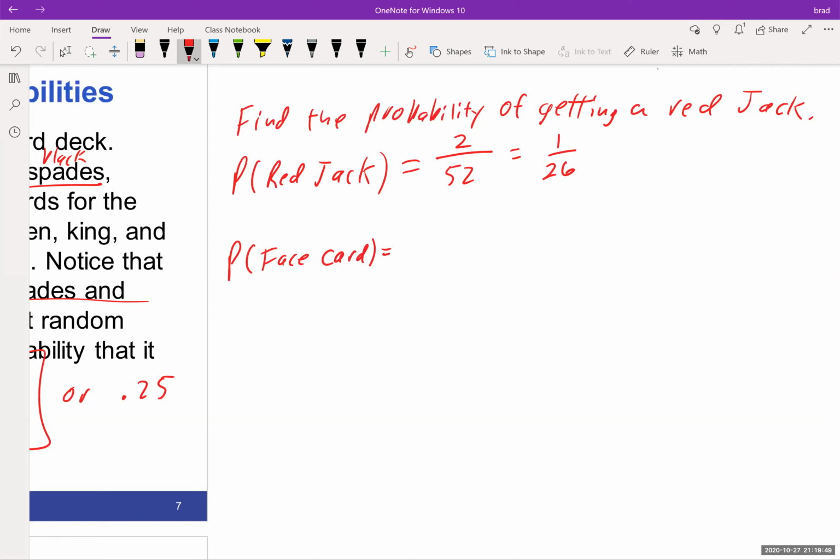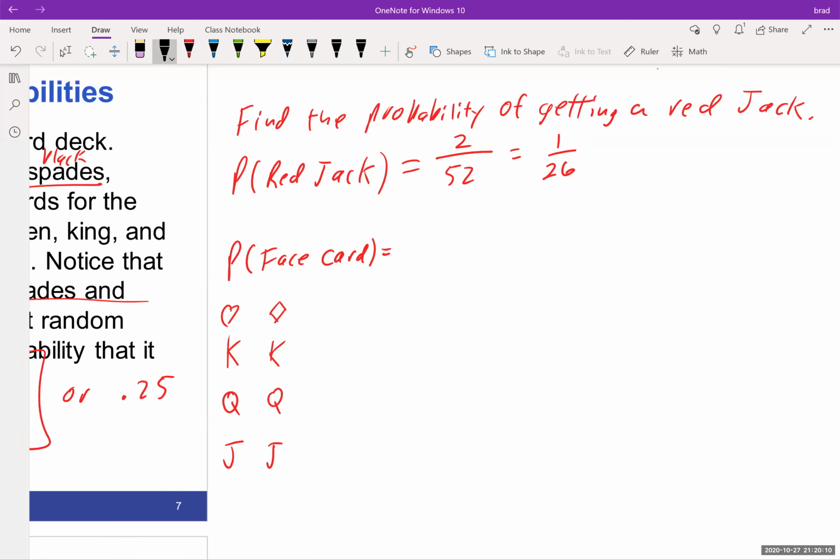Okay, well, now we have to think how many face cards there are. Well, there's king, queen, or jack. All of those cards have faces on them. So we have a king, we have a queen, and we have a jack. And this is for hearts, right? Then for diamonds, we also have a king, a queen, or a jack.